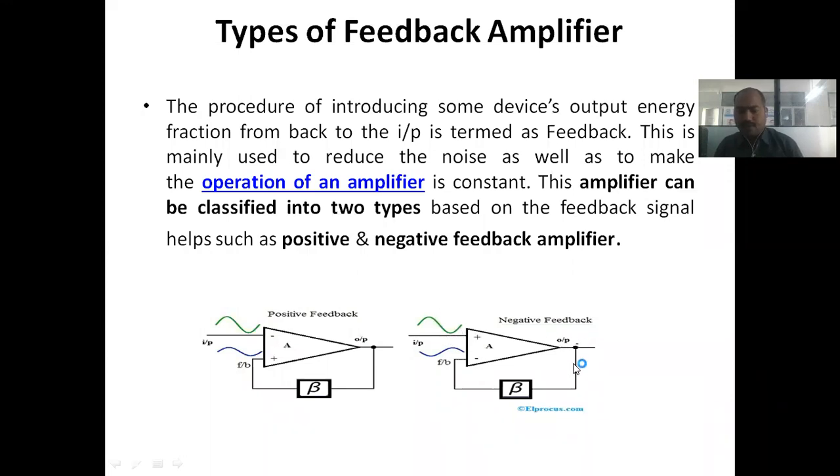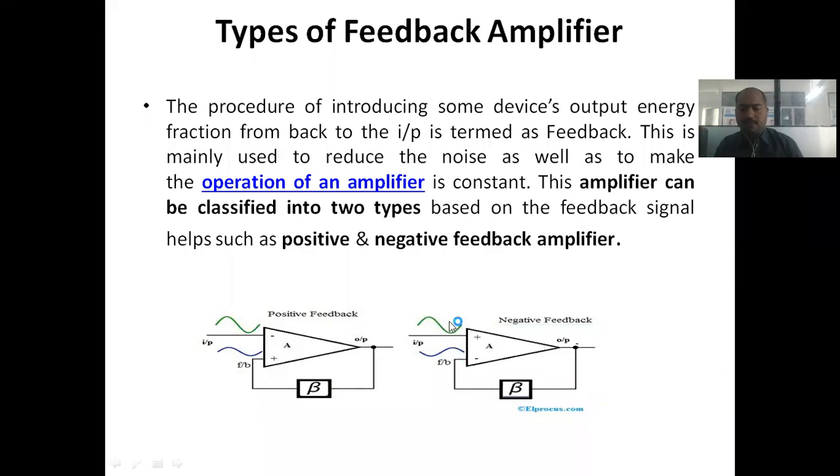Here is beta, which indicates the feedback factor. The feedback factor indicates that we don't apply all of the output here; a part of the output is applied again to the input. We have applied the sine wave and got the cos wave, so part of that cos wave signal should be applied to the input. So the applied signal is a sine wave and the feedback signal is a cos wave. They are out of phase.